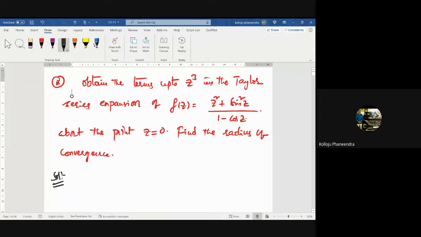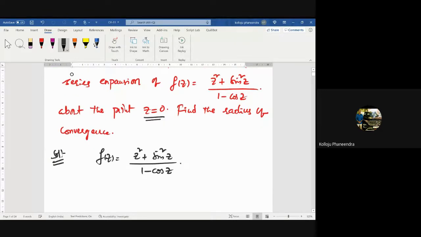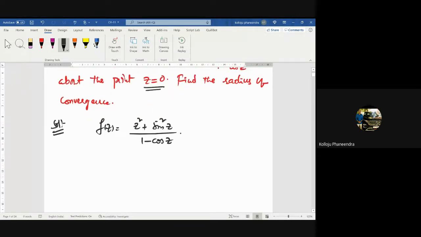Now see, this problem is different. Observe the function is f of z equal to z square plus sine square z upon 1 minus cosine z. And what is the point? z equal to 0. See, Taylor series, about what point I have to calculate? z equal to 0, right? Now when I put z equal to 0 in this function, sine 0 is 0, cos 0 is 1, 1 minus 1 is 0. So 0 by 0 form you will get.